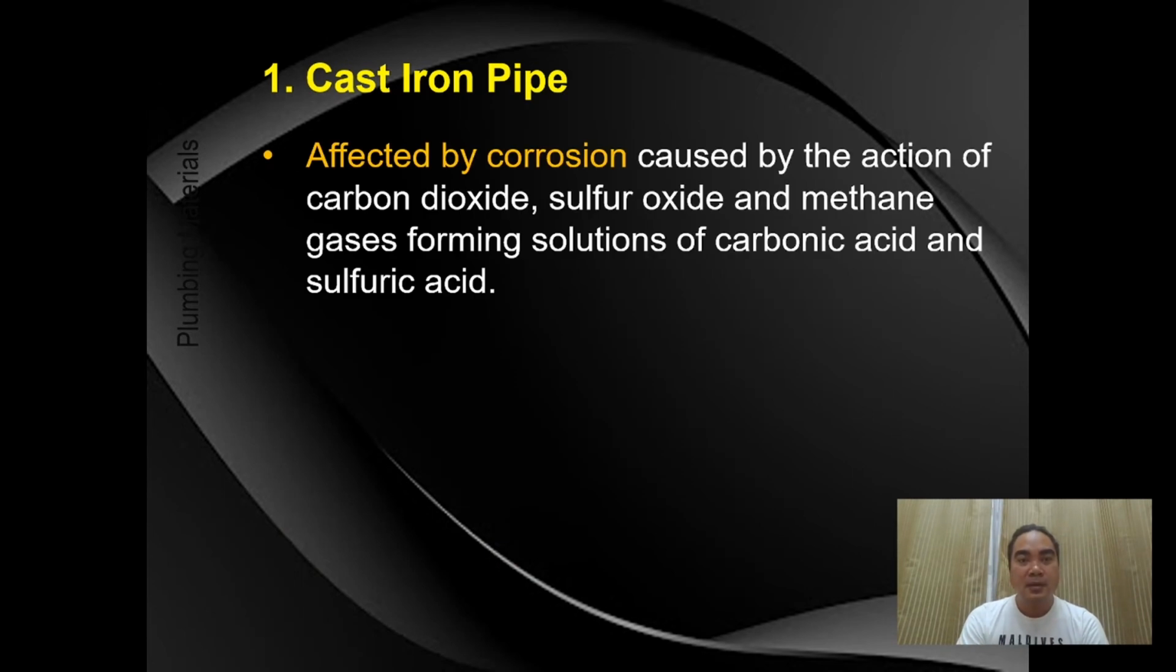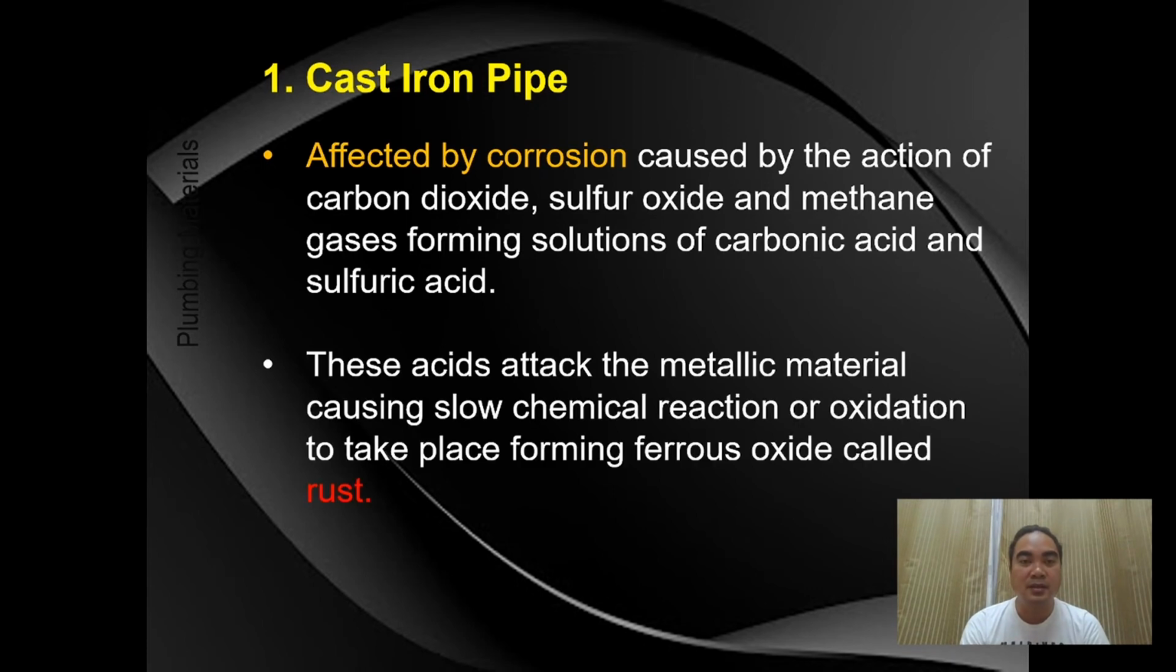Cast iron pipes are affected by corrosion caused by the action of carbon dioxide, sulfur oxide, and methane gases forming a solution of carbonic acid and sulfuric acid. This acid attacks the metallic material, causing a slow chemical reaction or oxidation to take place, forming ferrous oxide called rust.